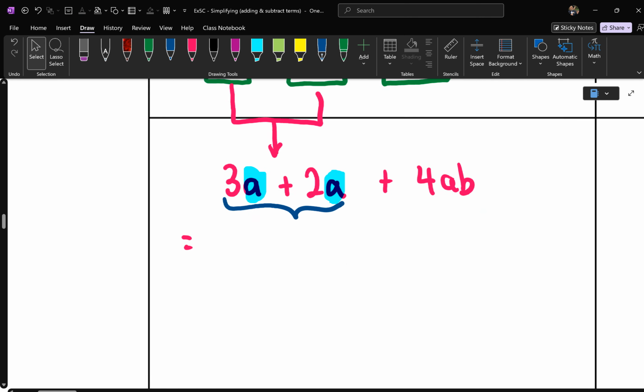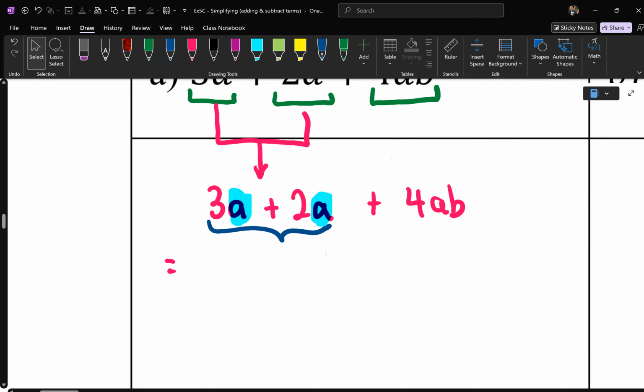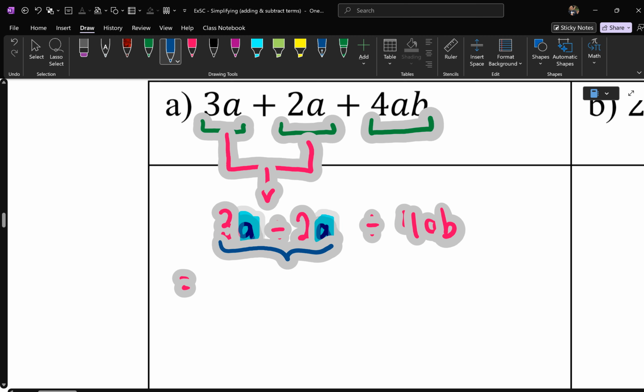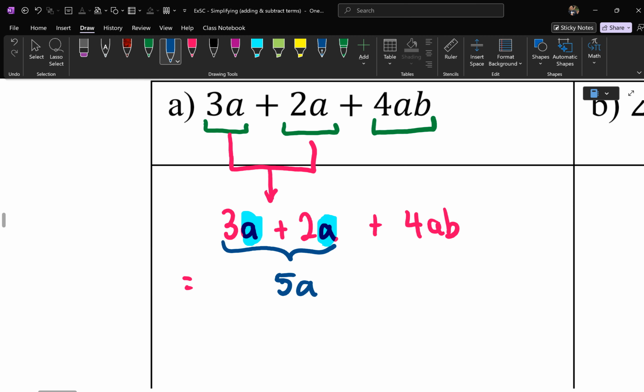And for those who don't understand why it's 5a, I'm just going to write here 5a. Remember, 3a just means a plus a plus a. And then 2a just means plus another 2a. So if you count it all together, it makes sense. A plus a plus a plus a plus a. That's 5 of them there. So that's what 2a and 3a represent.